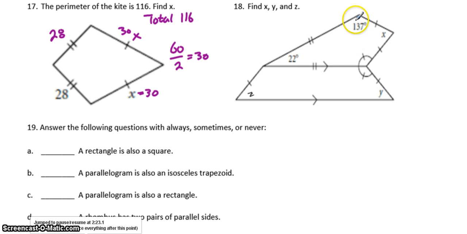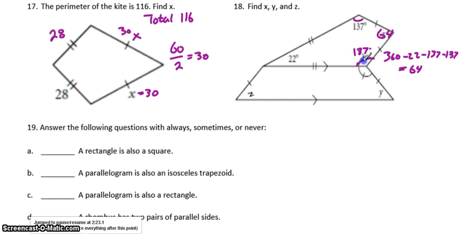Well, in a kite we know that this angle and this angle will be congruent. So this angle right here will be 137. What about x? Well, we've got 3 of the 4 angles of a quadrilateral, so we know that the angles must add 360 degrees in any quadrilateral. So we can take 360, subtract off 22, subtract off 137, and the other 137, and we're left with 64 degrees. So x will be 64 degrees.